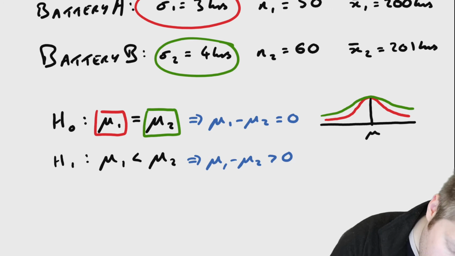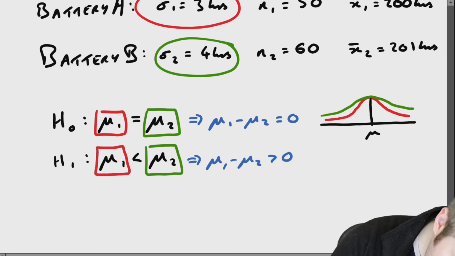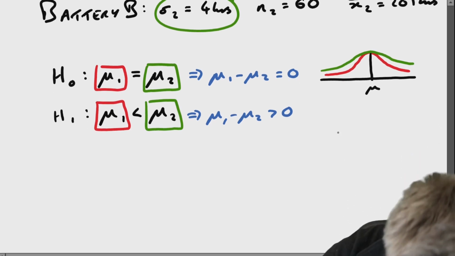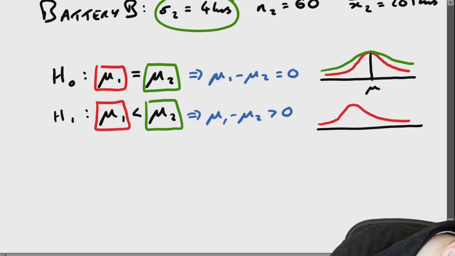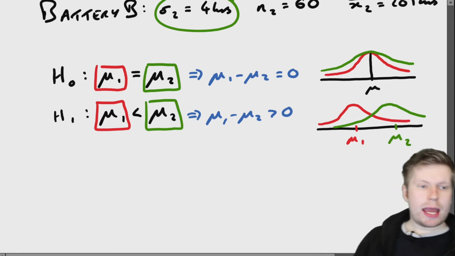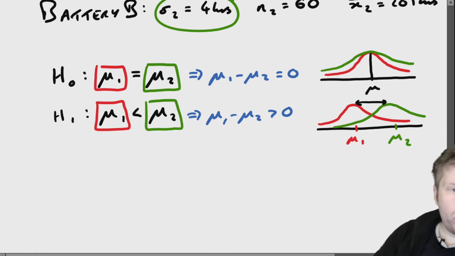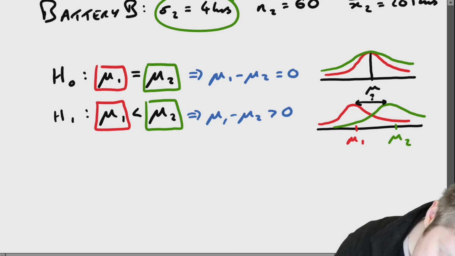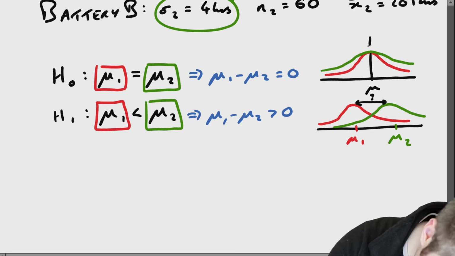Whereas in my alternative hypothesis case, the mean of battery 1 should lie to the left of the mean of battery 2. So when I draw my two curves out, the red curve should lie to the left of the green curve, because that's literally what my alternative hypothesis is saying. They're centered around different values. So what I'm looking at in a two sample hypothesis test is the difference in the mean values, the difference in the peaks of those curves. The null hypothesis says that the difference in those curves is equal to 0.